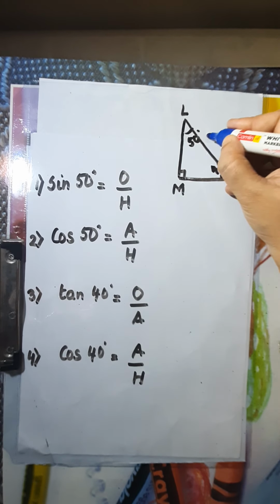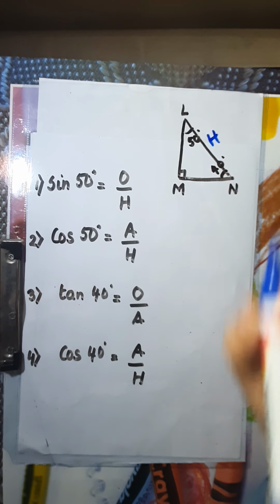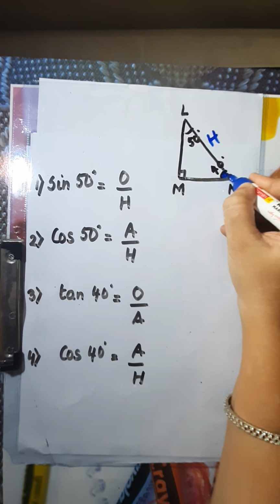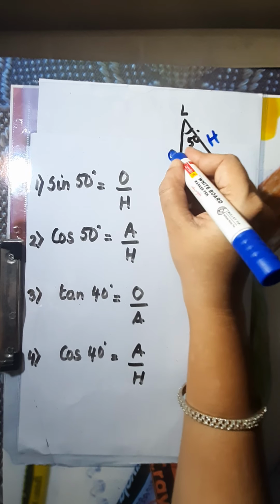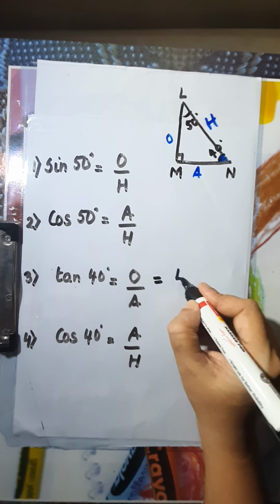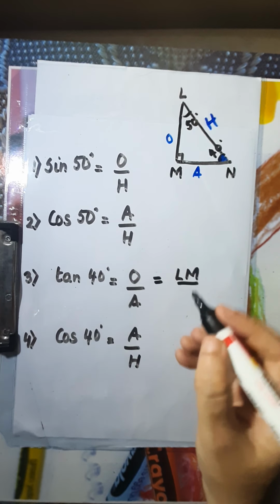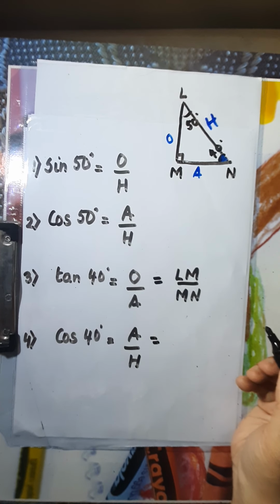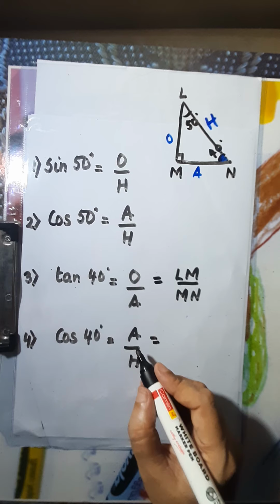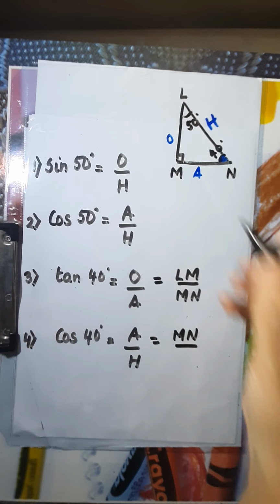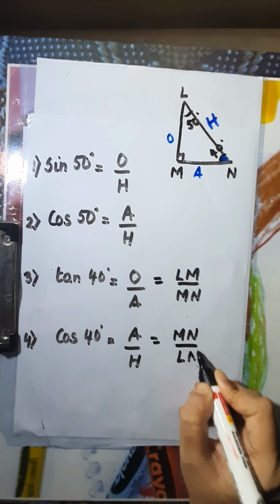Now first and foremost you mark your hypotenuse nicely. Side opposite to 90. That does not change whether it is 40 or 50. Hypotenuse remains the same. Now let us consider the 40 degree angle. For this 40 degree angle, this is O and this is A. So for tan 40, tell me what is my O? My O is LM. And what is my A? My A is MN. Right? So this is MN upon LN, which is my hypotenuse.